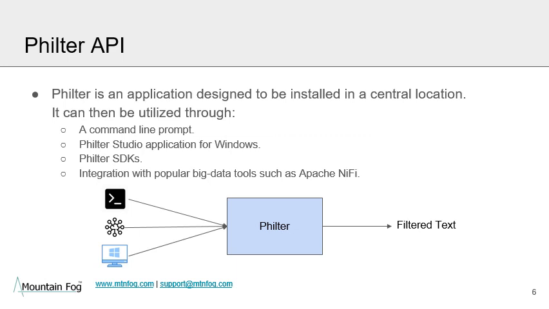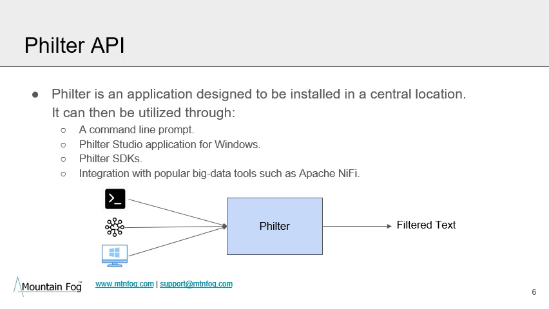If you want to utilize Philter's filtering capabilities from your custom applications, we have open source Philter SDKs for Java, .NET, and Go available on our GitHub. Each SDK is licensed under the Apache license version 2.0. Packaged versions are available through Maven Central and NuGet. Details on how to get the SDKs and sample code for using them is available on our GitHub and also on Philter's homepage.